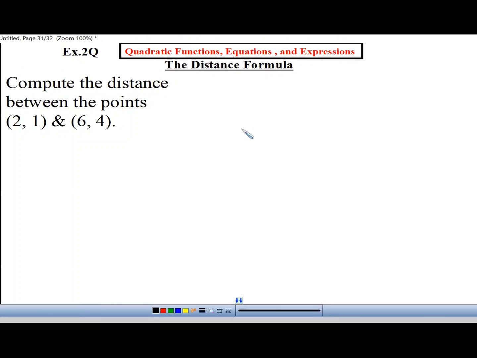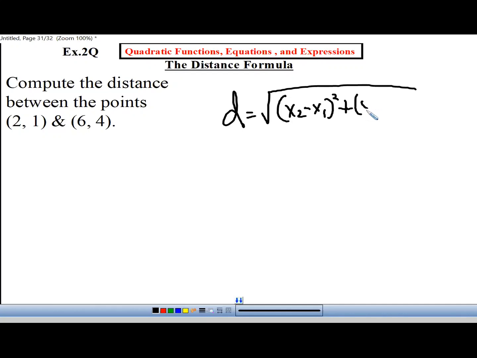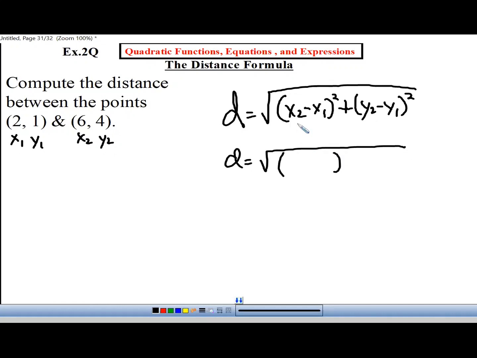All right, I'm going to do this one all in black, see if you got something like me. D equals square root of x sub 2 minus x sub 1 squared plus parentheses, y sub 2 minus y sub 1 squared. We label our points x sub 1, y sub 1, x sub 2, y sub 2. So we end up with D equals square root of x sub 2 is 6, x sub 1 is 2, so I'm going to write 6 minus 2 squared plus y sub 2 is 4, y sub 1 is 1, so it's 4 minus 1.